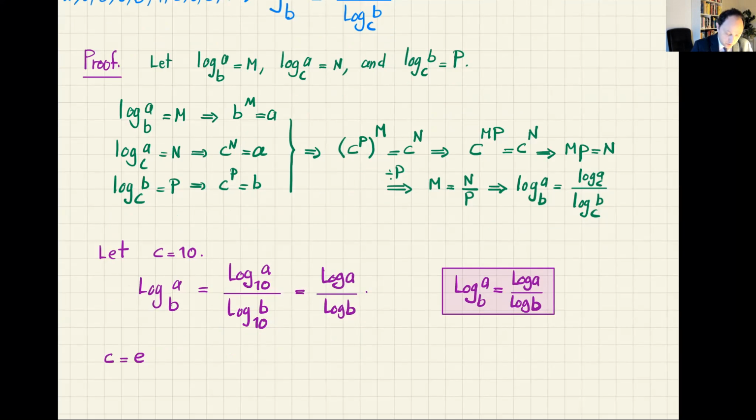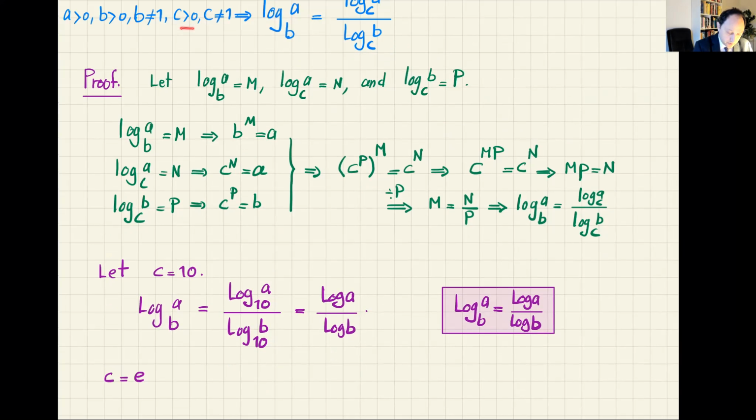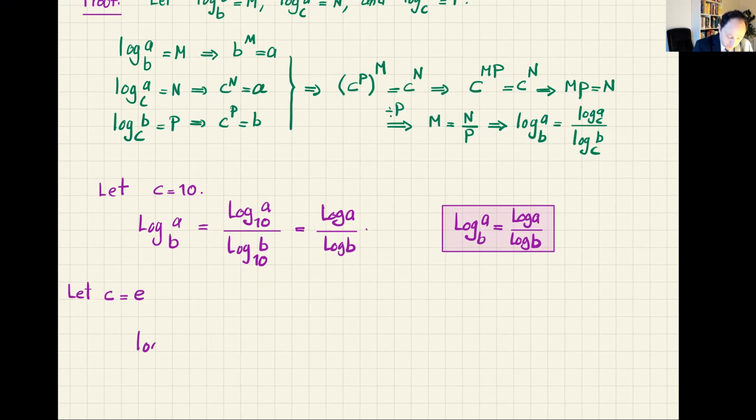C can also be equal to E, yes, because C should be positive and not equal to 1, and this satisfies those conditions. So then what happens? Then log of A in base B is equal to log of A in base E divided by log of B in base E. But I told you nobody writes log of A in base E. There is a shorthand notation for that. It's called ln of A divided by ln of B.